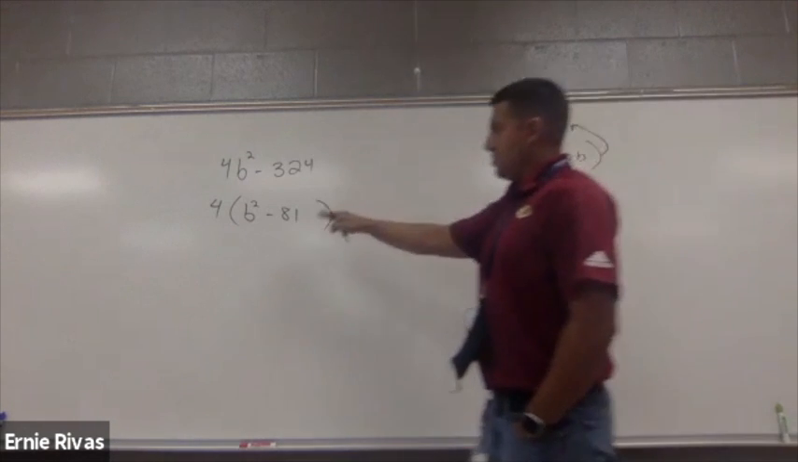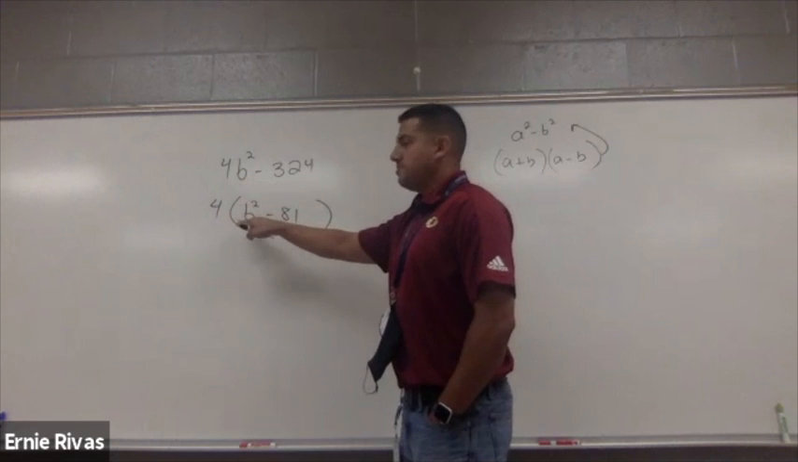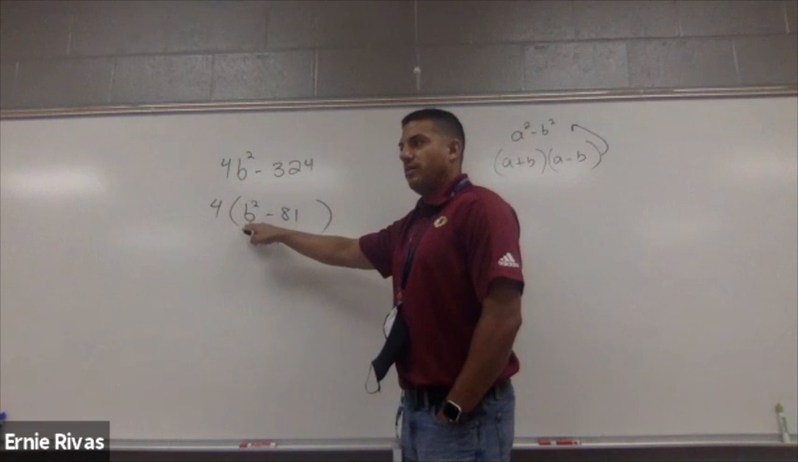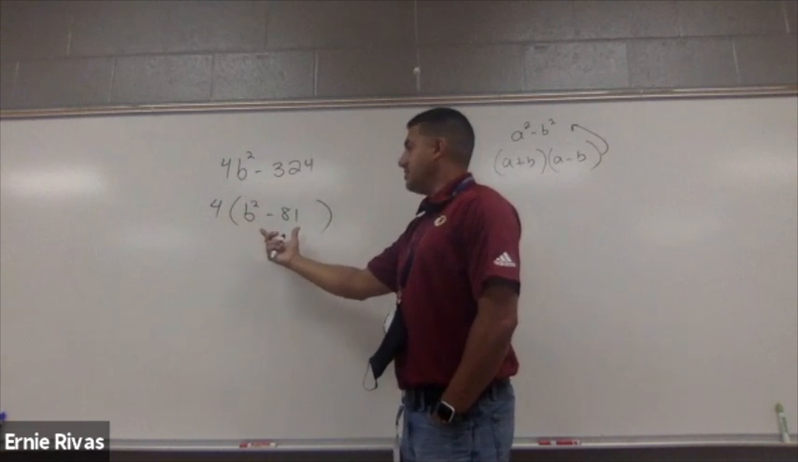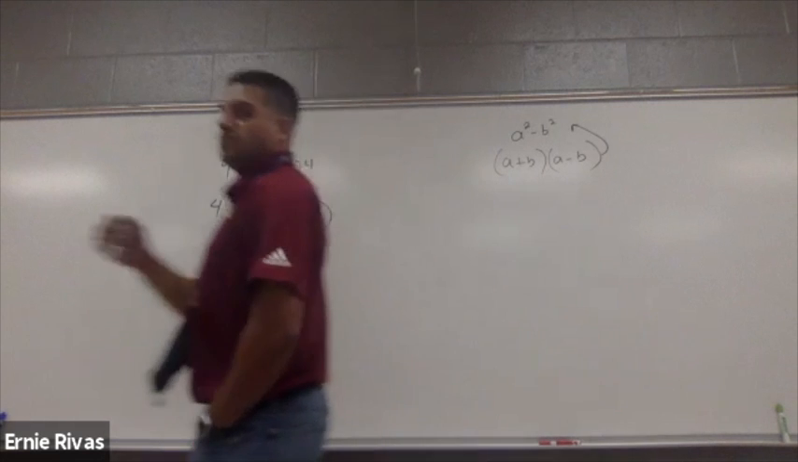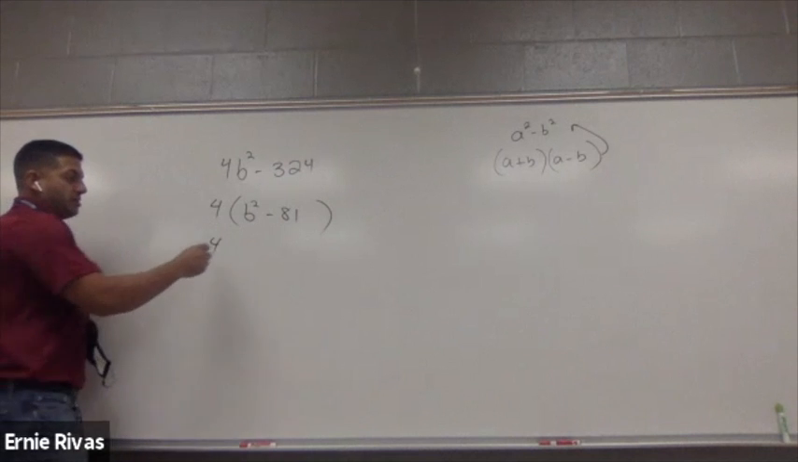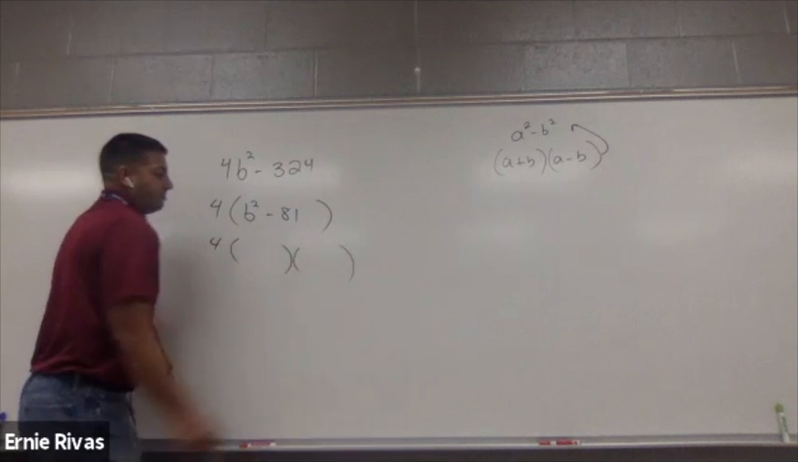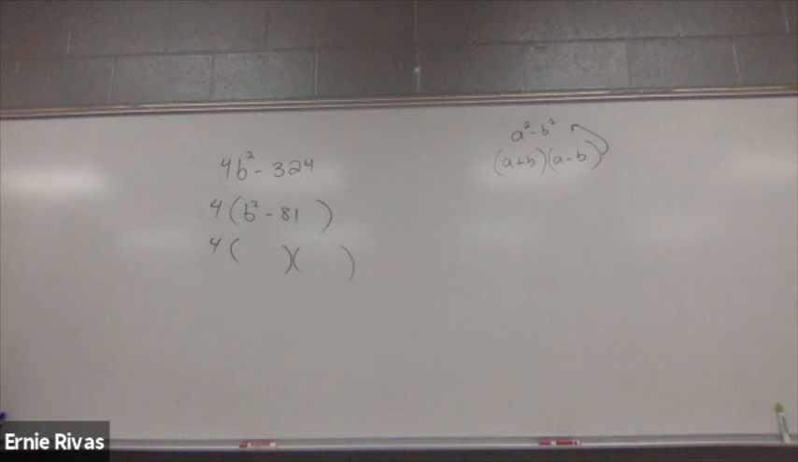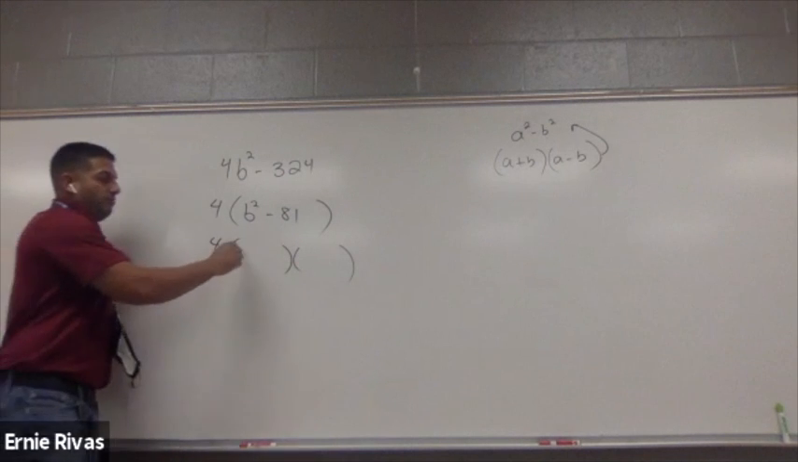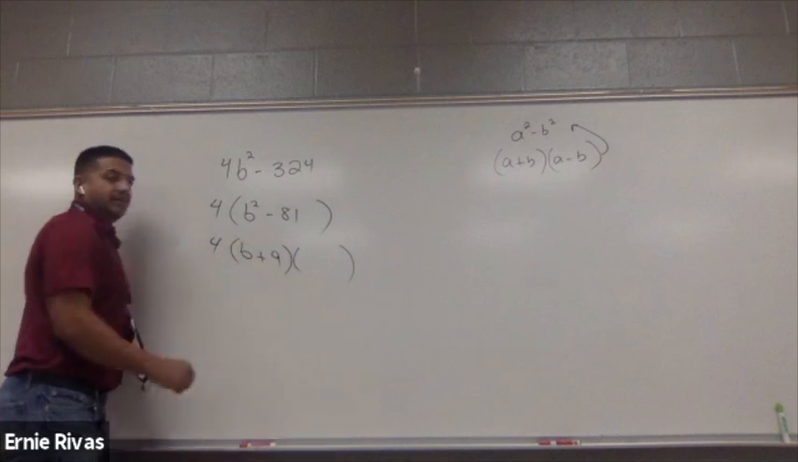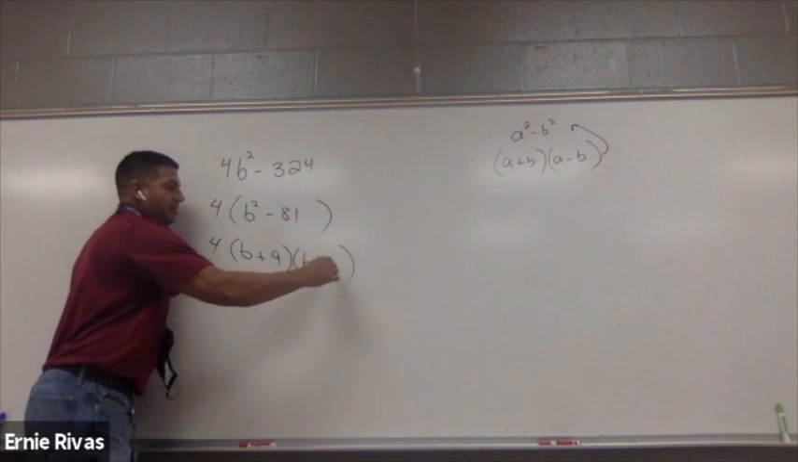So since 81 is a perfect square, since b squared is a perfect square, we can go ahead and say that that's the difference of two squares, and we can help with our factoring. So since that number we pulled out is already out there, we're going to carry him along, and then we're going to break up this into b plus 9 and b minus 9.